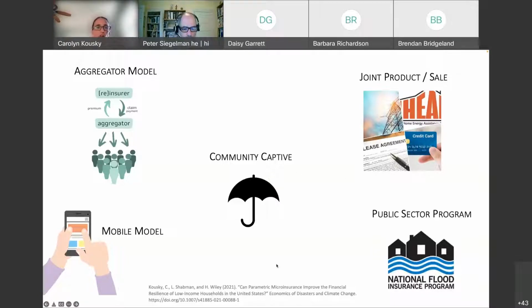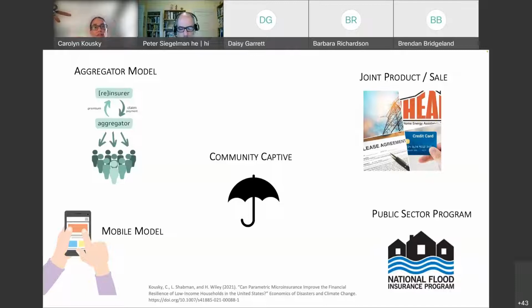And then we're also talking with Washington, D.C. about whether municipal captives could offer some type of microinsurance, but I think DC might be pretty unique in having their own captive. So that's not a very widespread type of distribution model.